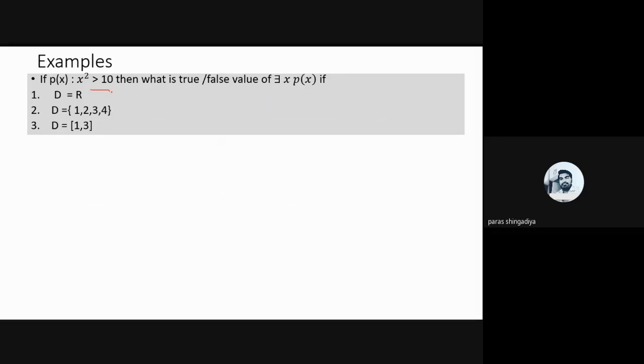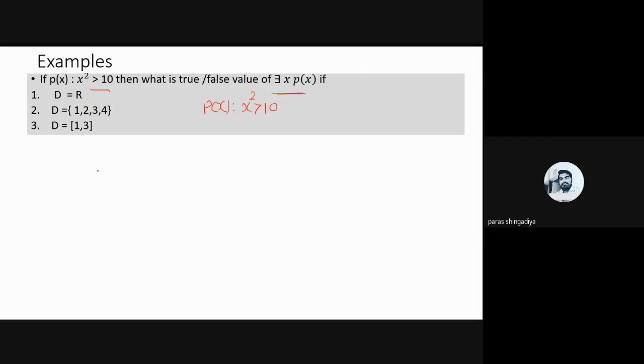Okay. Same data we consider as we discussed in the example of universal quantifier. P of x is x square greater than 10, and the domain is: first one is R, second is 1, 2, 3, 4, and third one is 1, 3. So check the answer of the truth value of there exists x, P(x), meaning get the truth value of the existential quantifier.